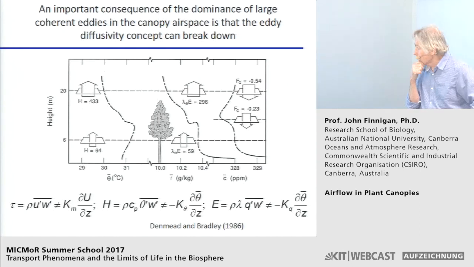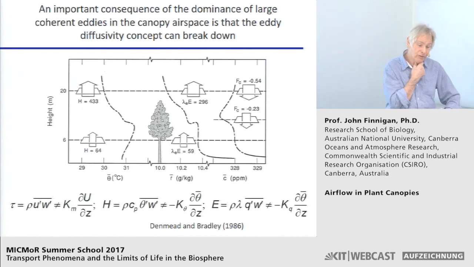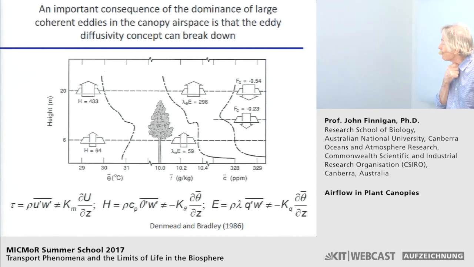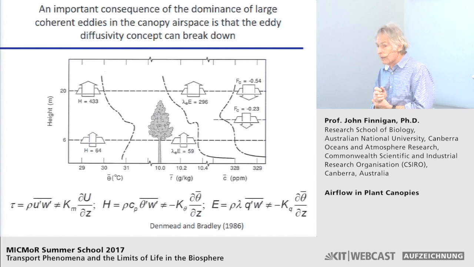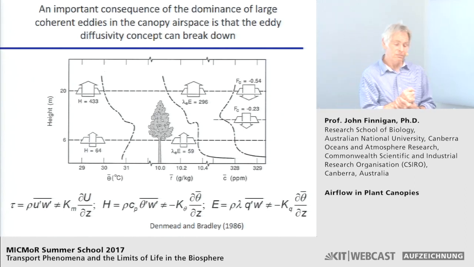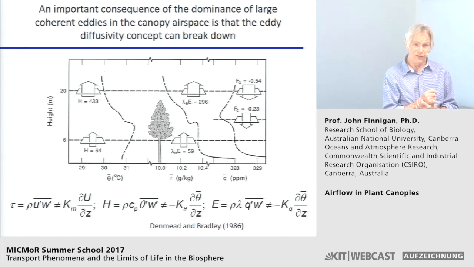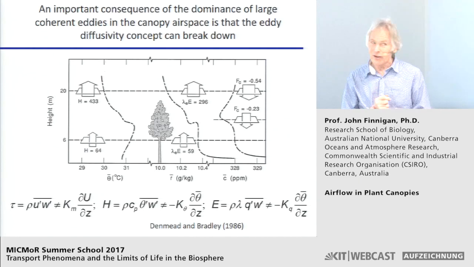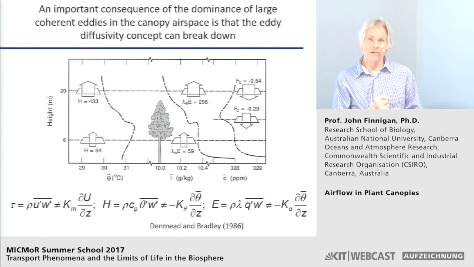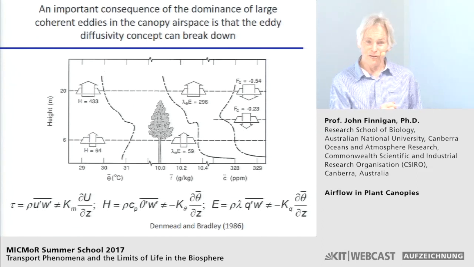Now I'll finish with one last slide, just to show you that things are always more complicated than you think. One of the consequences of having these large eddies in the plant canopy is that heat doesn't necessarily flow from the colder to the hotter. There were two English musical comedians in the 60s called Flanders and Swan, and they had a song about the second law of thermodynamics, and if I remember, there were two lines that said, heat can't flow from the colder to the hotter.